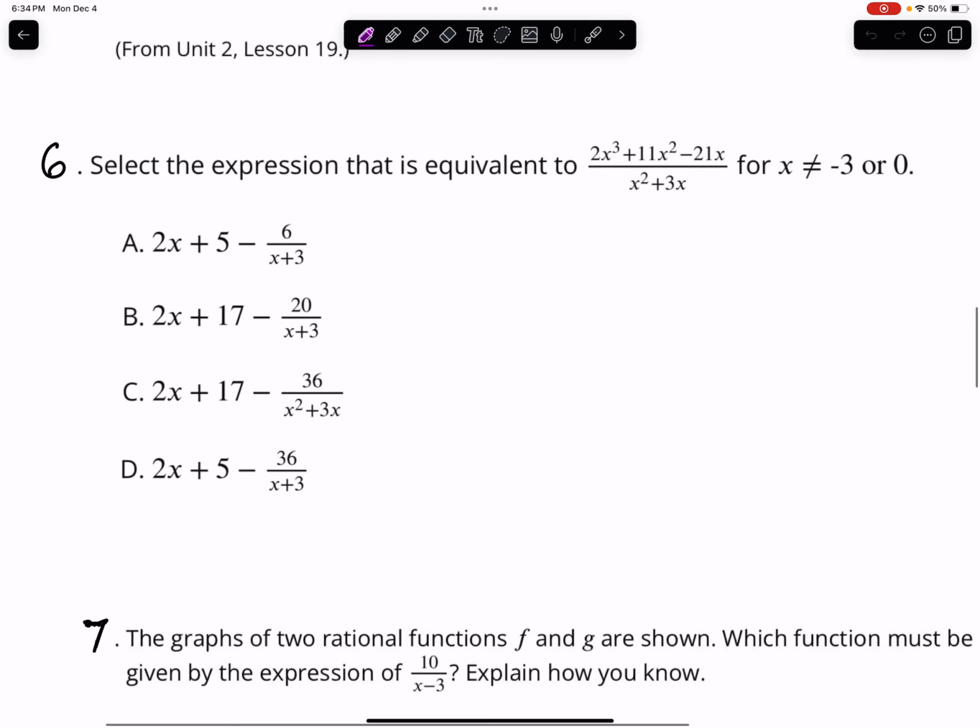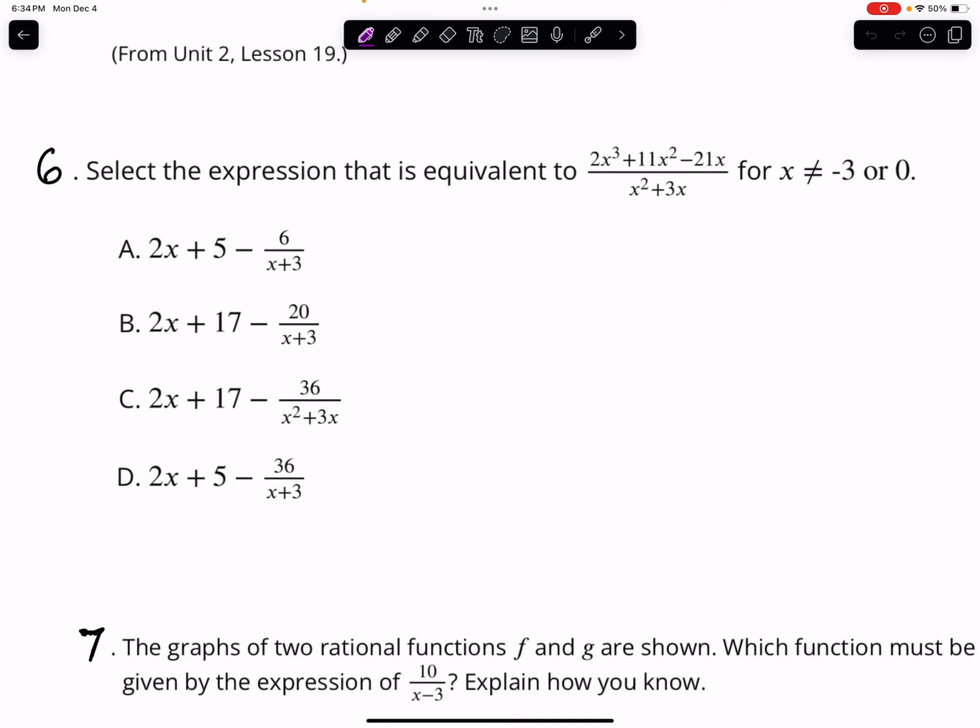Alrighty, here we are at number 6. Here we're going to do a little bit of polynomial division, okay? Let's use our polynomial long division here. It says select the expression that is equivalent to all this stuff right here. Okay, just real quickly, let me mention, why do you guys think they put this here?